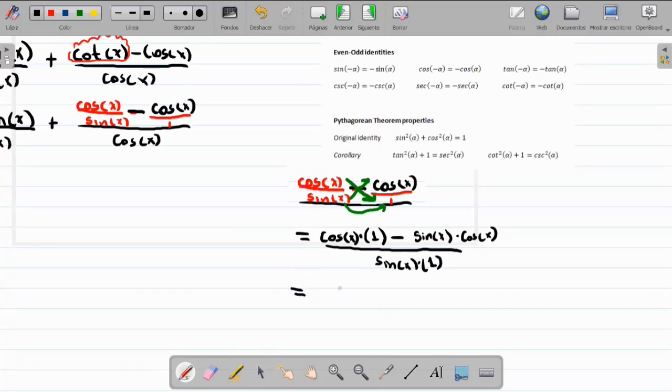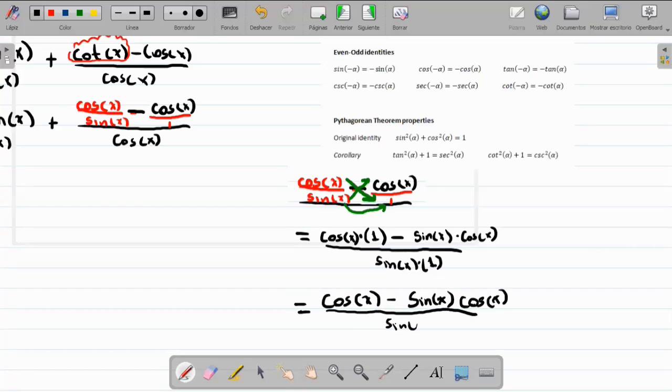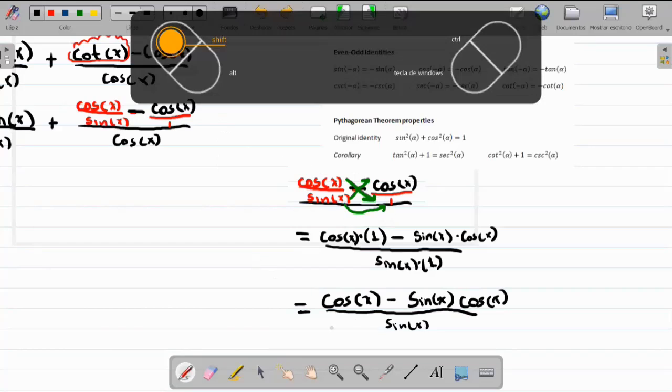So at the end, this expression becomes cosine of x minus sine of x times cosine of x, and all that divided by 1 by sine. Okay, so exactly the same we did in here of the happy face method, the same we apply in here, will be useful for this exercise. Okay, so we're gonna concentrate over there.